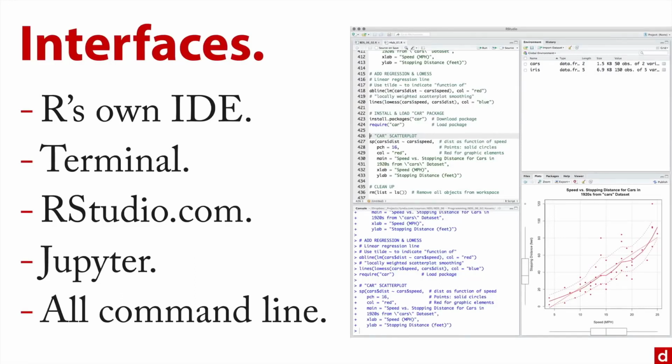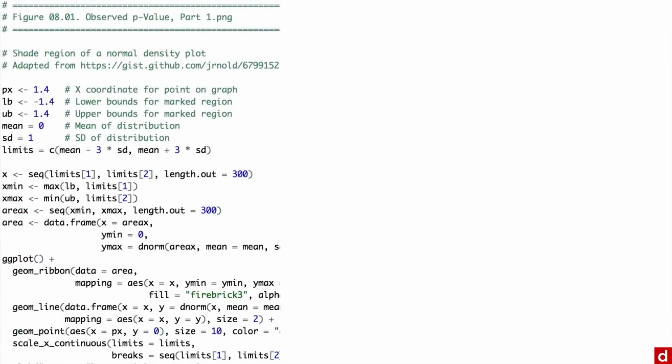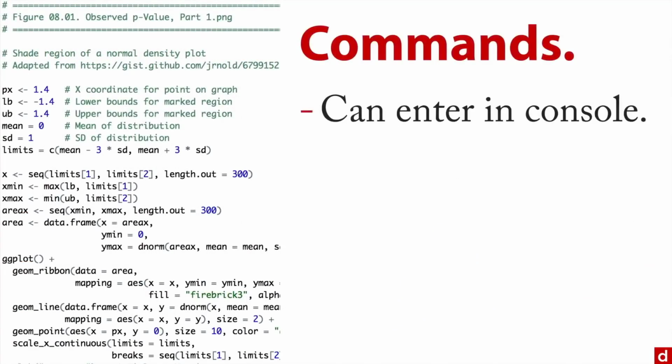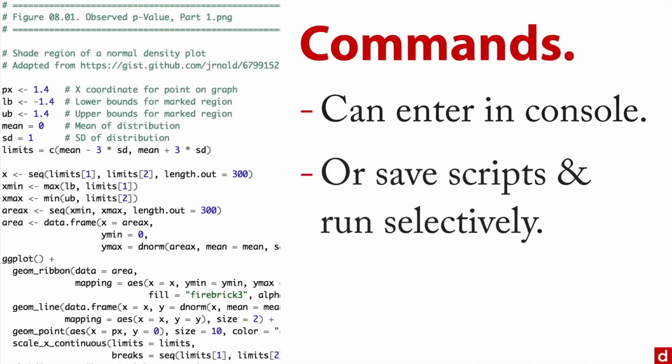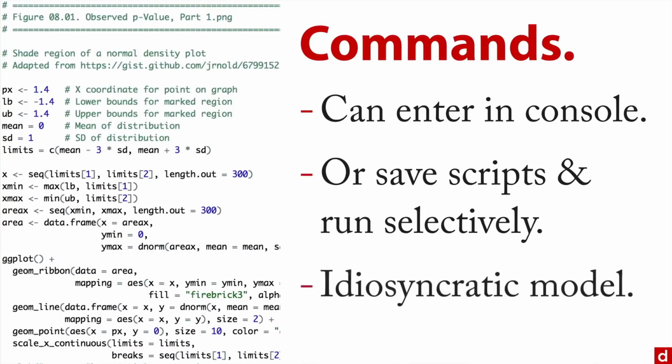So for instance, here's a short example of some commands in R. You can enter them into what's called the console, and that's just like one line at a time. That's called an interactive way. Or you can save scripts and run bits and pieces of them selectively. That makes your life a lot easier. No matter how you do it, if you're familiar with programming in other languages, then you're going to find that R is a little weird. It has an idiosyncratic model. It makes sense once you get used to it, but it is a different approach, and so it does take some adaptation if you're accustomed to programming in other languages.